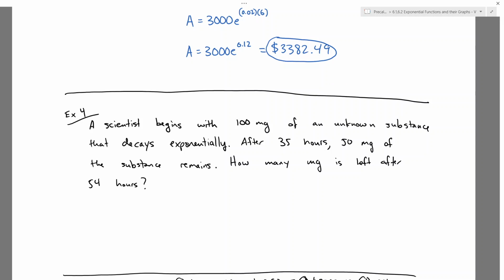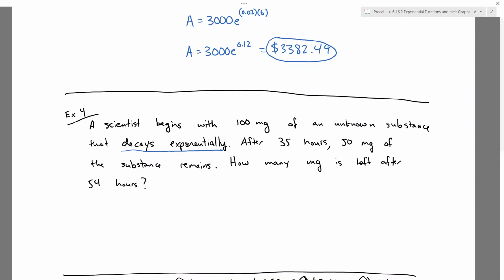Okay, so let's move on to the final example. So what does it say? It says a scientist begins with 100 milligrams of an unknown substance that decays exponentially. So we know that it decays exponentially. After 35 hours, 50 milligrams of the substance remains. How many milligrams is left after 54 hours?